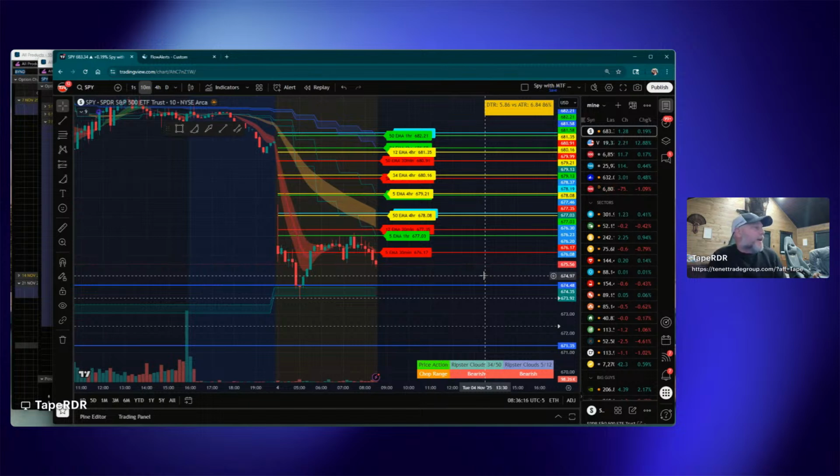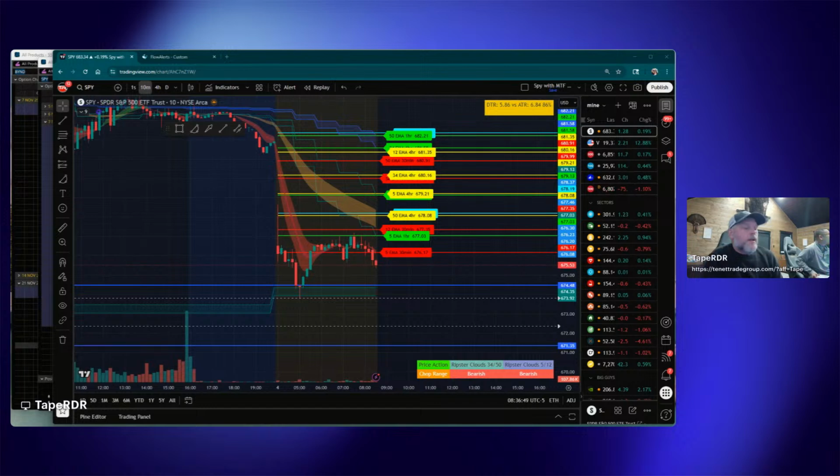SPY is currently down 8.5 points. ES, where is ES? Down 1.14%. And the NQ is down 1.5, a little bit more. Palantir had earnings yesterday. The market briefly liked it and then decided to whip it like a baby seal, club it like a baby seal.